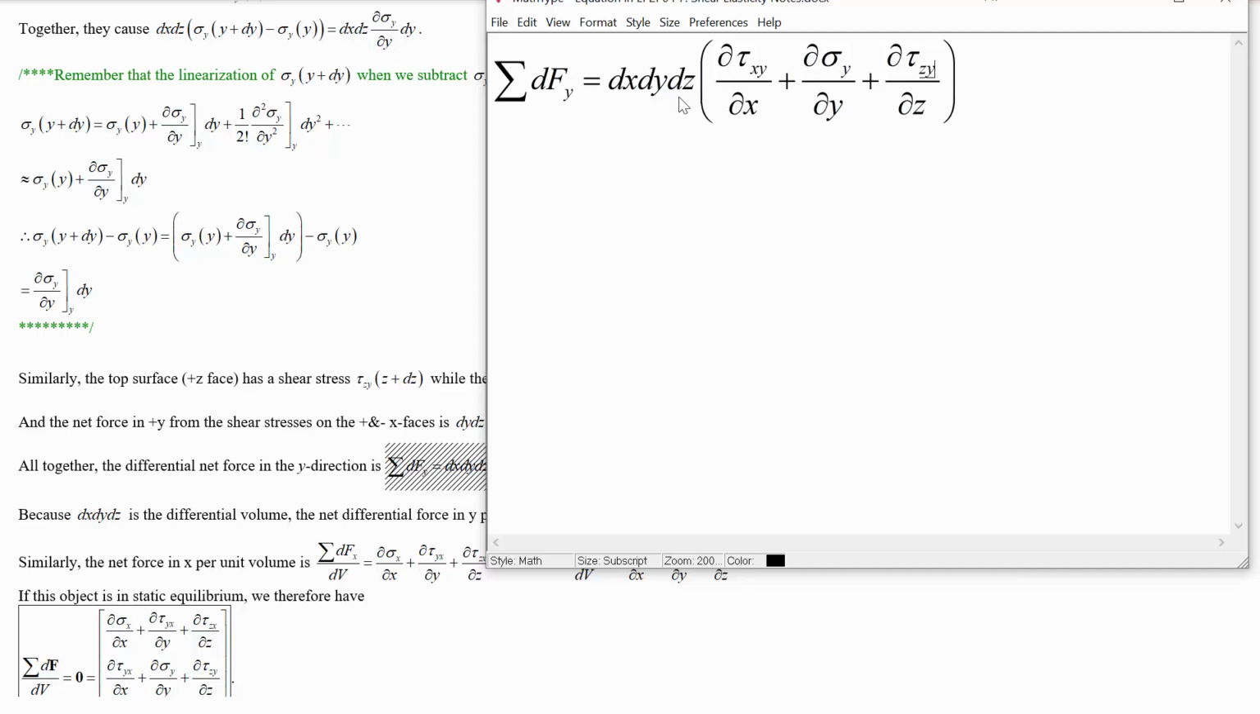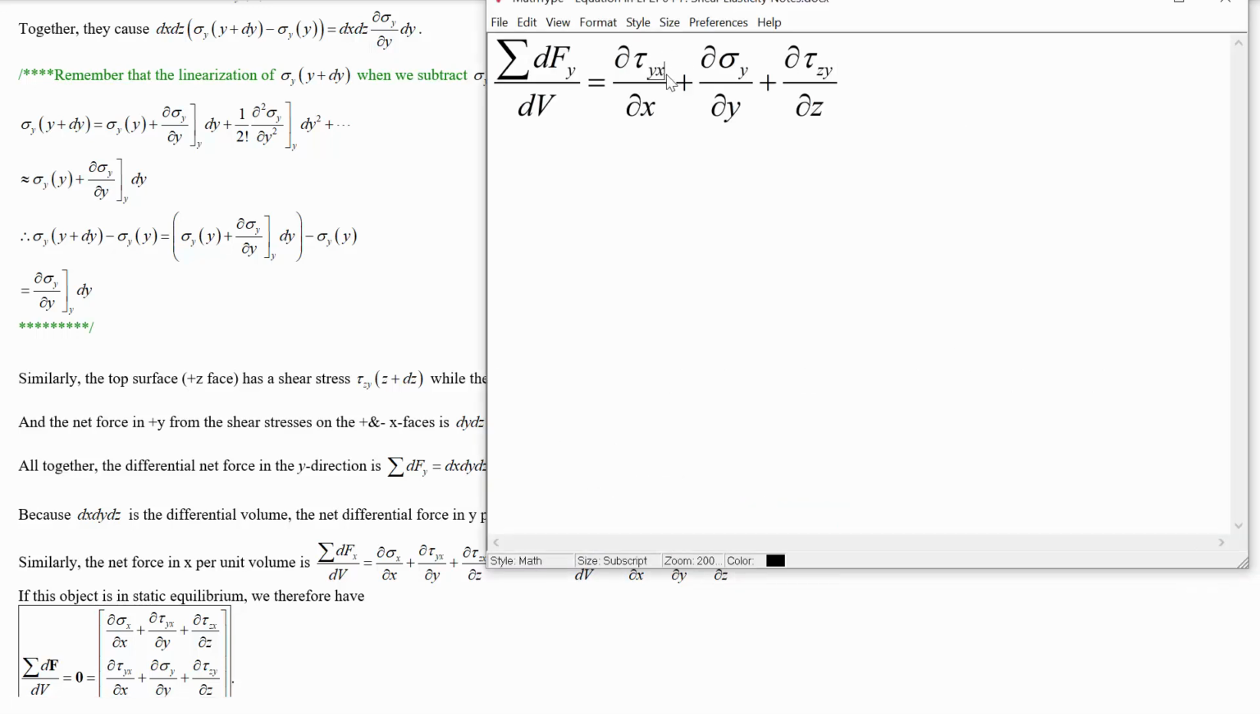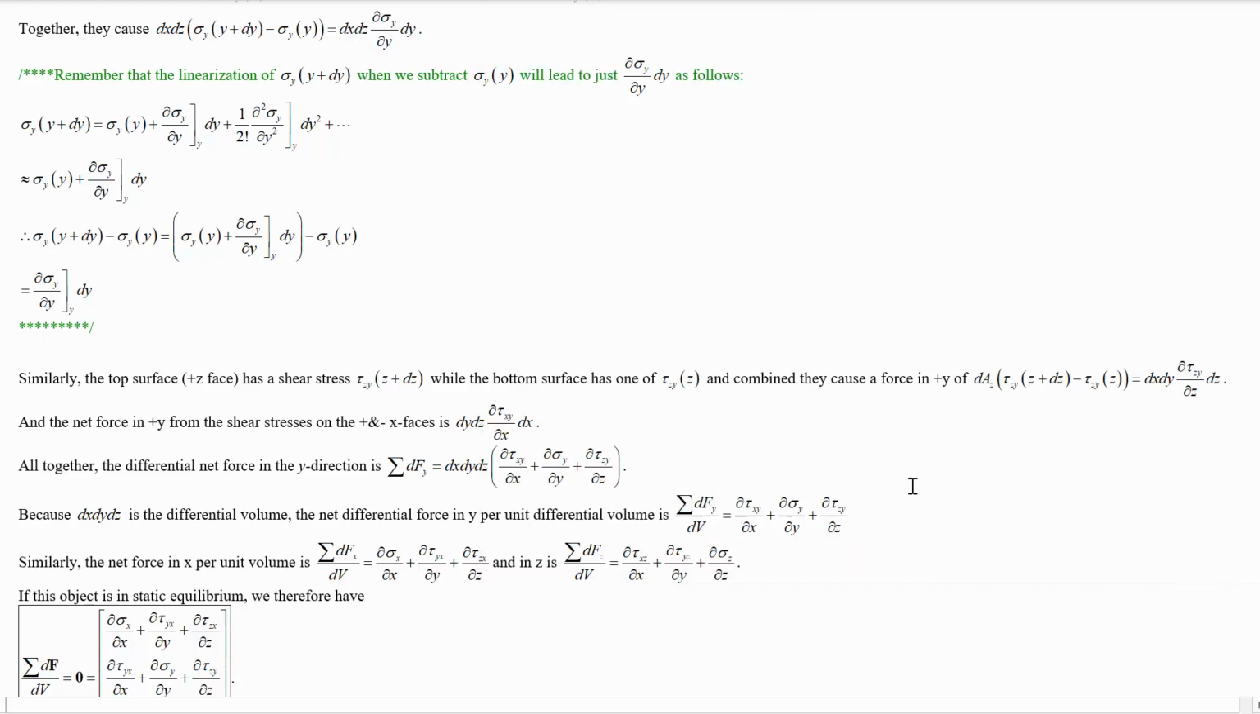So then the net force per unit volume, because this is the volume of that infinitesimal rectangular prism, would be just this thing. Yeah? So the sum of these three derivatives: the partial of the xy shear stress, and the y normal stress, and the zy shear stress, with respect to each of their directions.